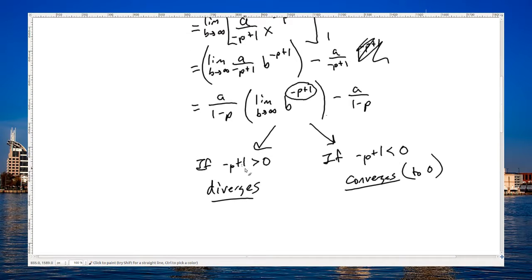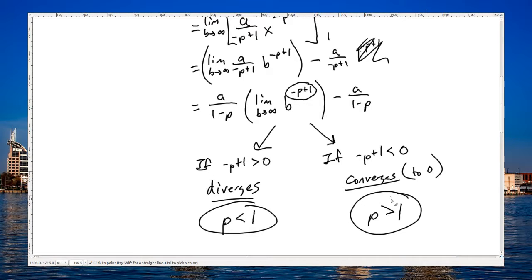All right, but that's a little bit more complicated than we need to write it as. We could just say that this is if p is less than 1, and this is the case where p is bigger than 1. If p is less than 1, it diverges. If p is greater than 1, it converges.